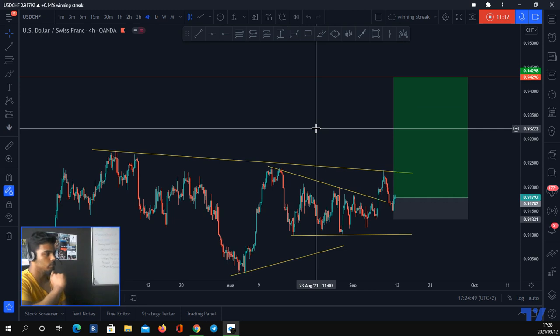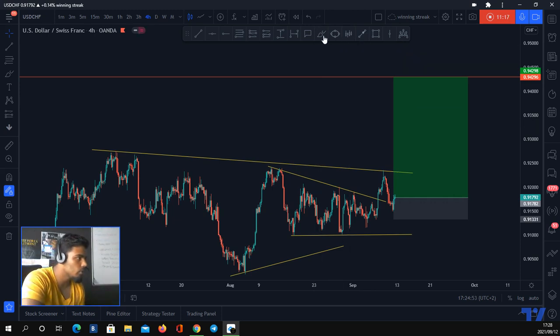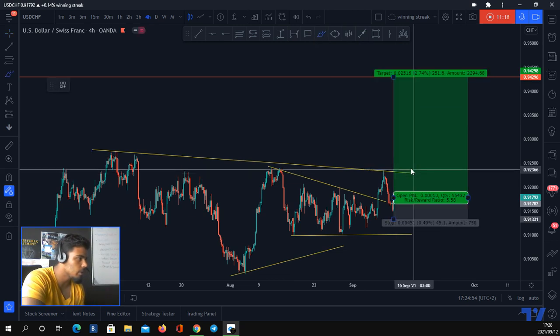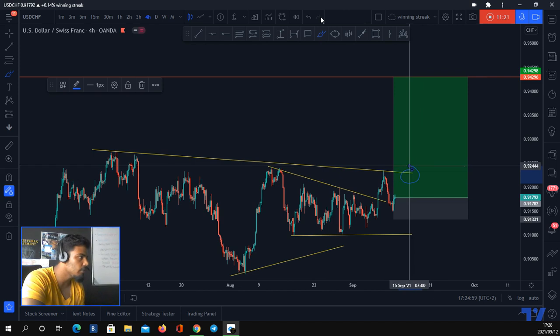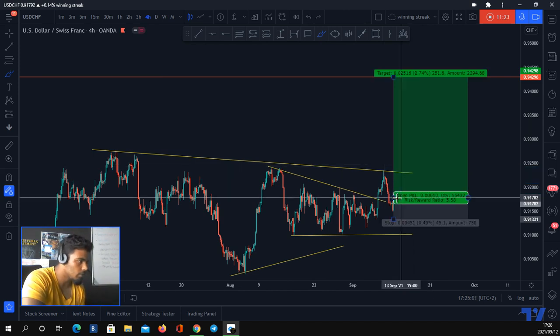I think this is a massive move. This is a real massive move. However, you want to watch out for when it comes to this area because it can react right over here. If you want to be safe, just wait for the market to break out completely.